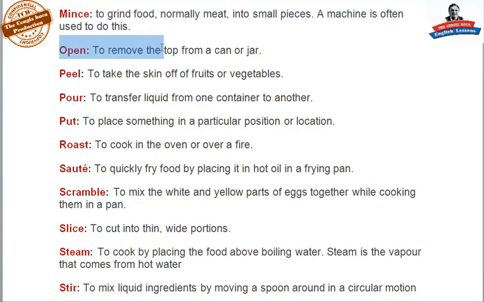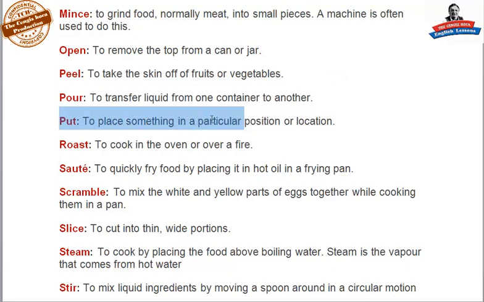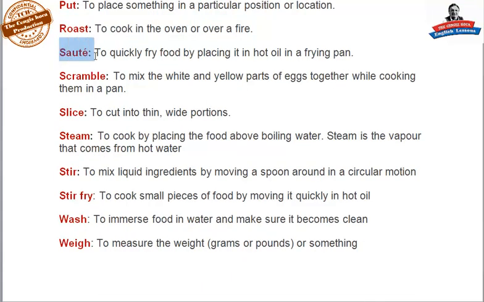Open is to remove the top from a can or jar. Peel, to take the skin off of fruit or vegetables. Pour, to transfer liquid from one container to another. Put is to place something in a particular position or location. Roast is to cook in the oven or over a fire. Sauté is to quickly fry food by placing it in hot oil in a frying pan.